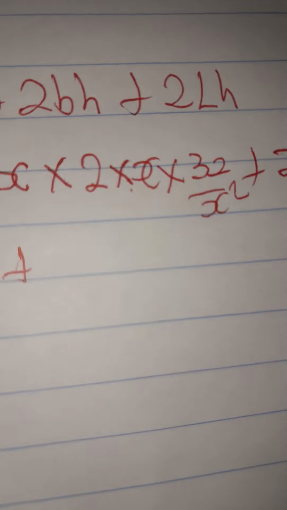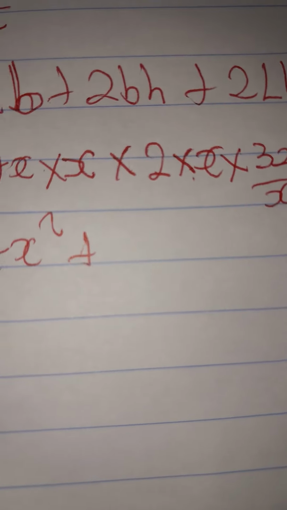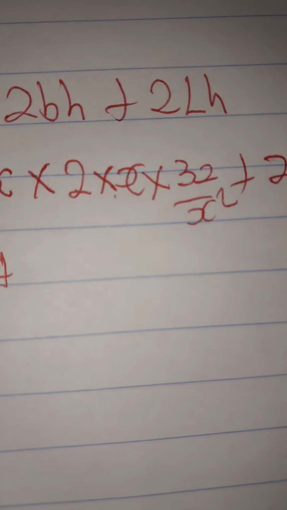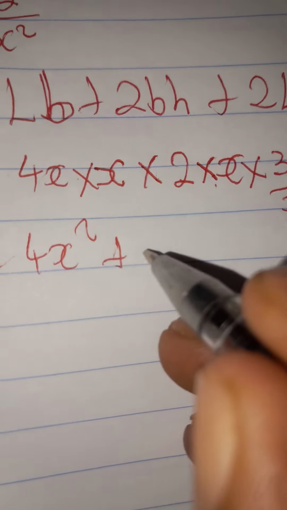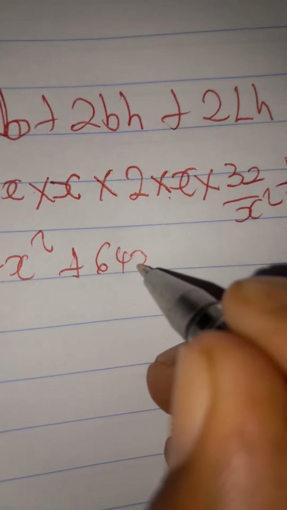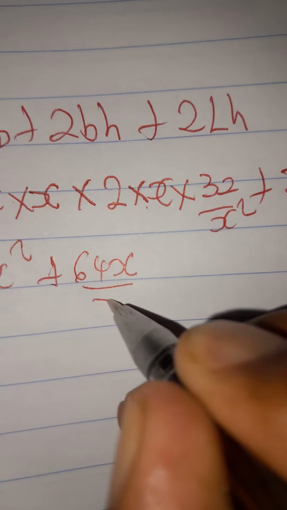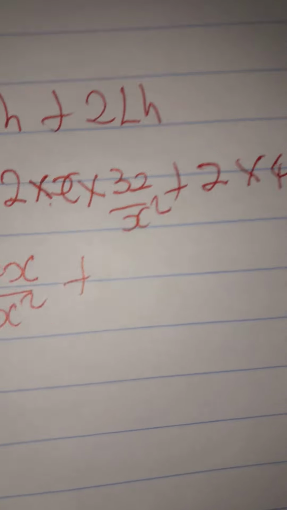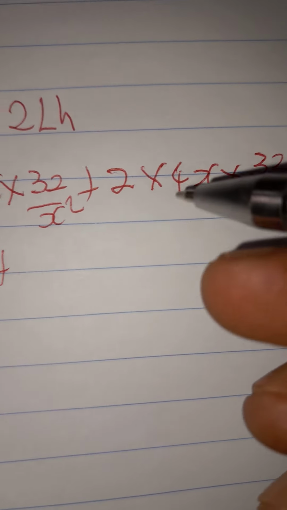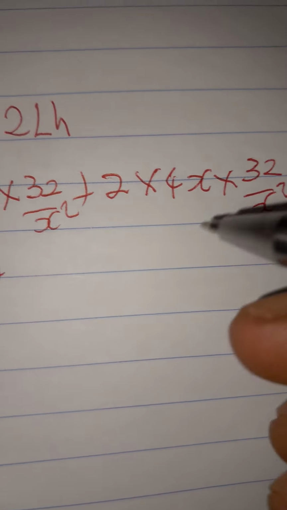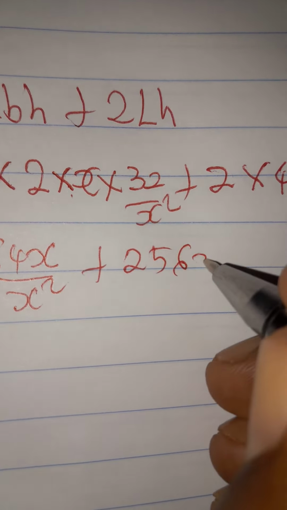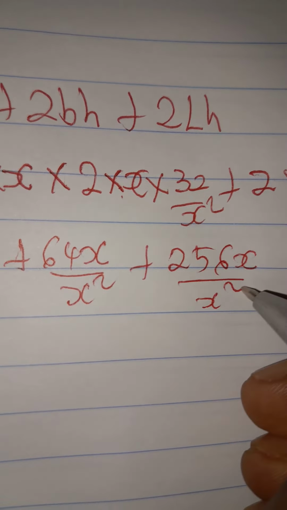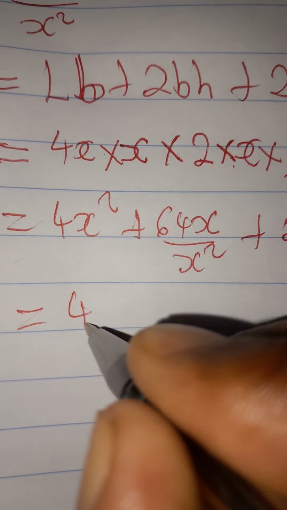Okay, let's see. What did we do here? Okay, then we said base height. Yes, this will be 64x divided by x squared there, plus 2 times 4, it's 8. 8 times 32, that will be 256x divided by x squared there. Therefore, we are having 4x squared here.